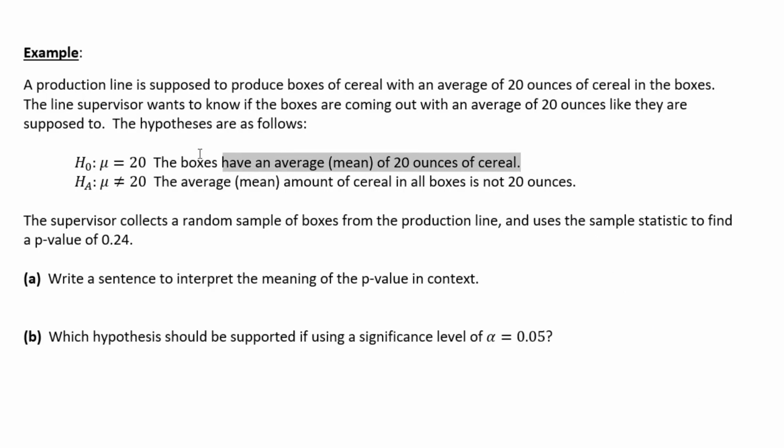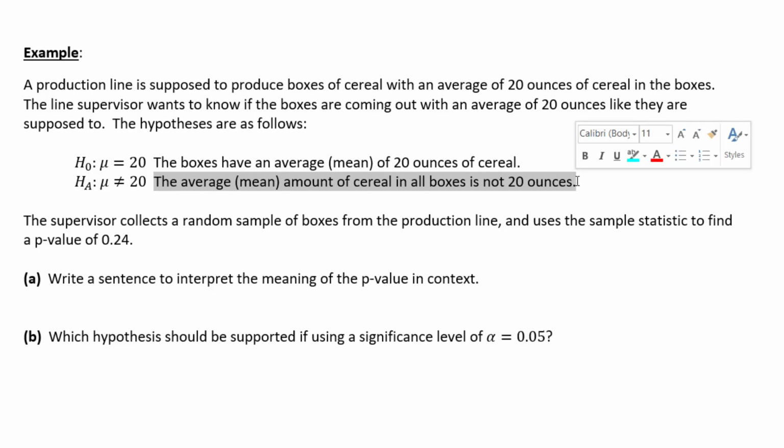The null hypothesis is that the average amount of cereal in the boxes is 20 ounces of cereal. That's the mean equals 20. The alternative hypothesis is that the population mean is not equal to 20. That would mean that the boxes of cereal are coming out of the production line with something more than 20 ounces on average or something less than 20 ounces on average. So they're overfilled or they're underfilled on average.